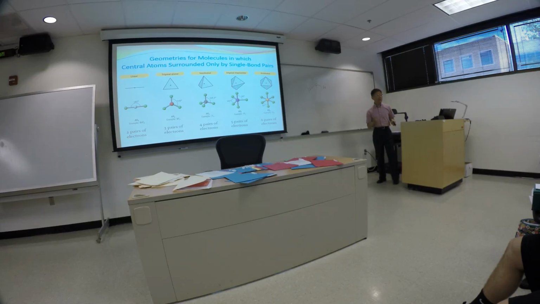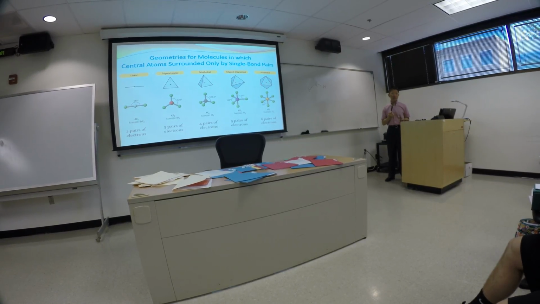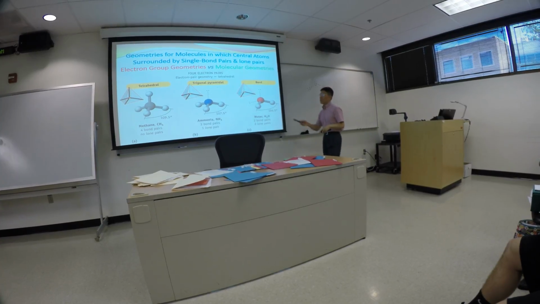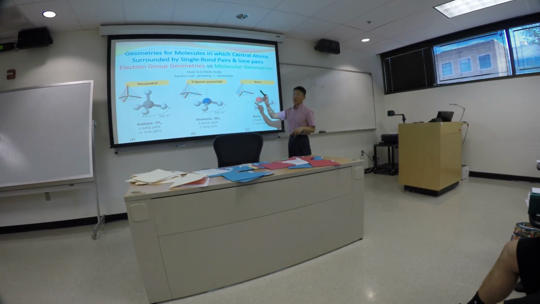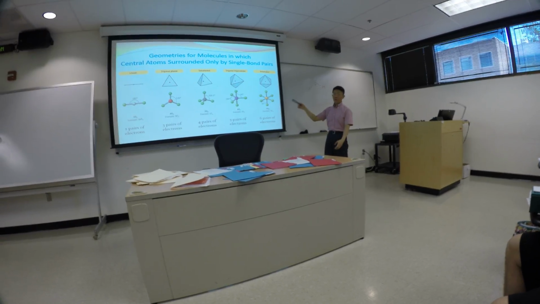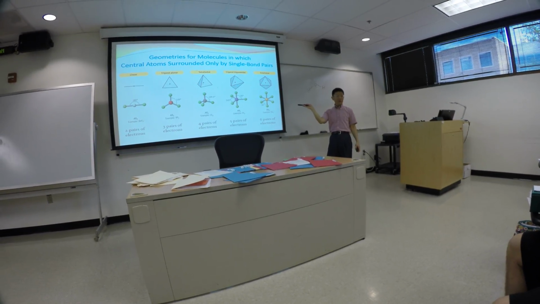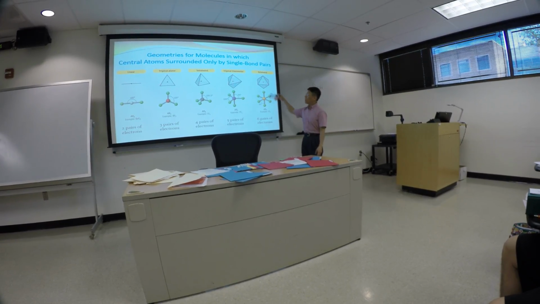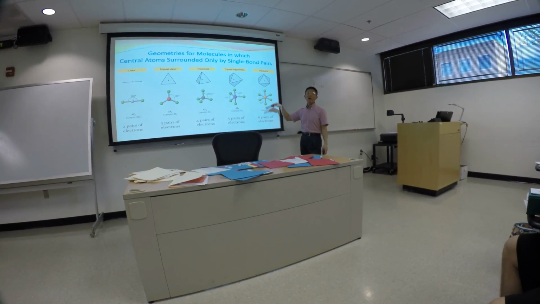Now, what happens if you have a lone pair of electrons involved in here? Well, I'll give you an example there. Now, this is the situation where the electron group geometry and the molecular geometry are no longer the same. In the previous situation, there is no lone pair involved. Every pair is a bonding pair. So the molecular geometry and electron group geometry are identical.